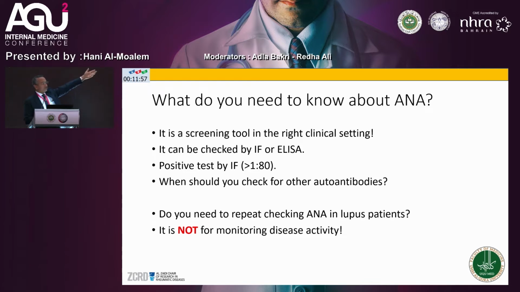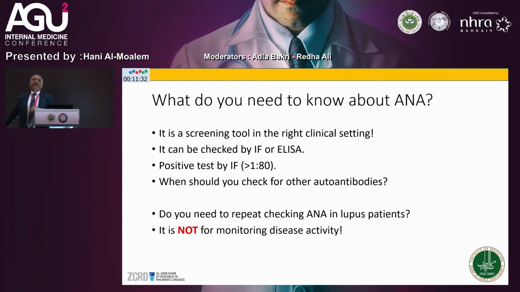So ANA is a screening tool. You can check with your lab how they are doing it. Some labs are lousy. Be careful. Either immunofluorescence or ELISA. Right now, most of the labs that I've seen in Saudi are doing ELISA. But if it is immunofluorescence, the positive test should be more than 1 in 80, according to the latest classification. If the ANA is positive, then you need to check the extractable nuclear antigens.